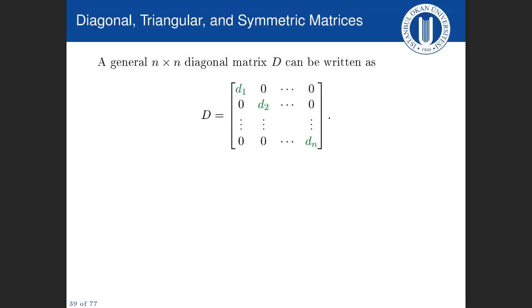A general n by n diagonal matrix can be written like this. The main diagonal, again, I've written in green: d1, d2, d3, d4, up to dn. These can be any number that you want, but the other entries must all be 0.